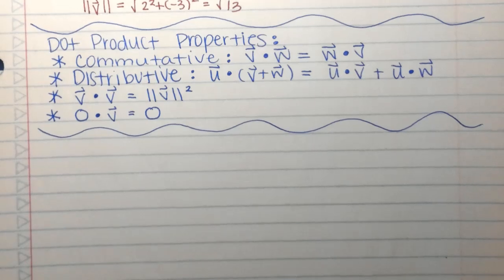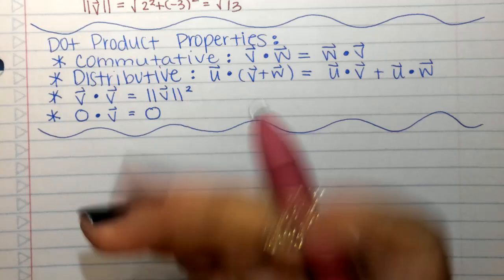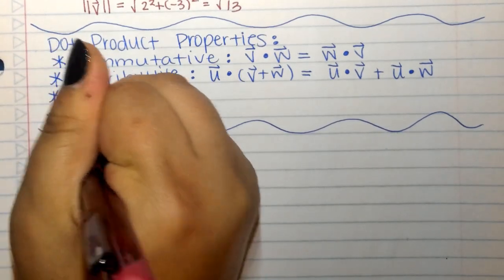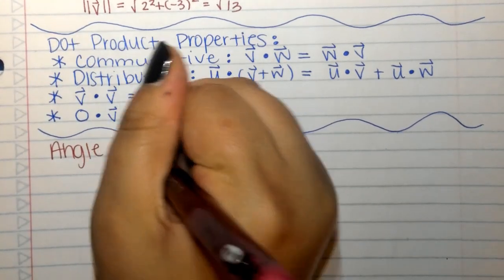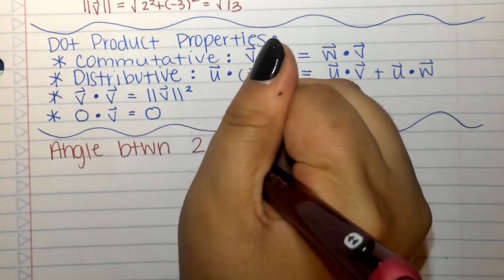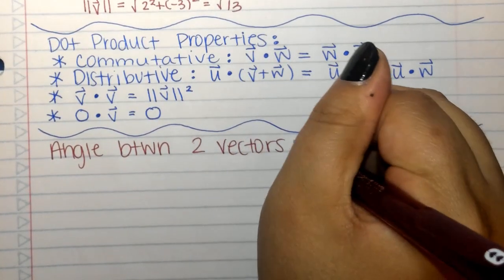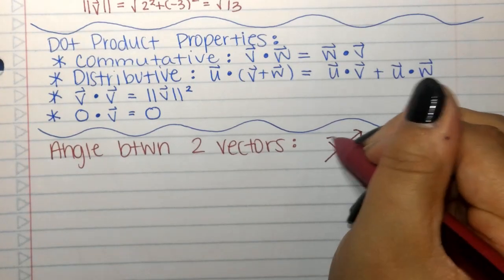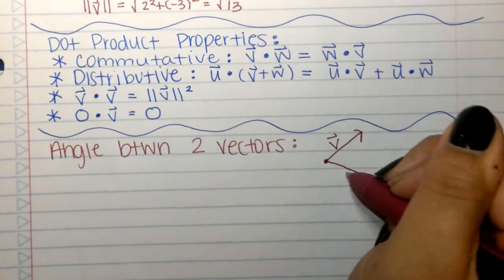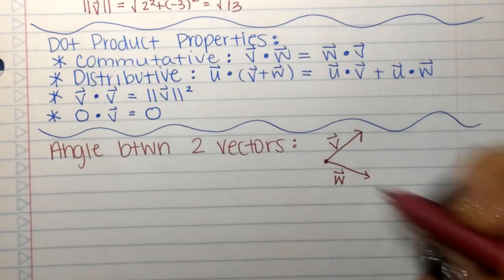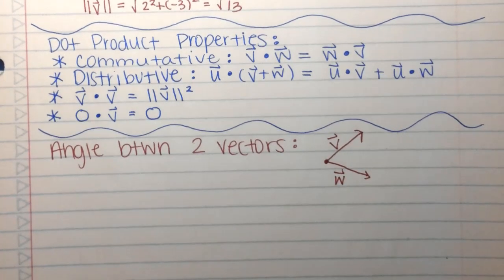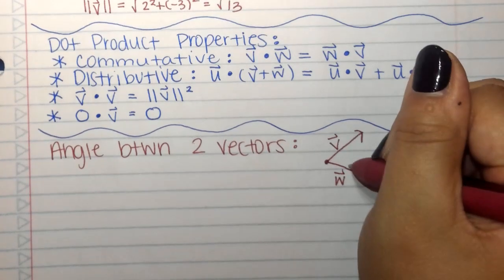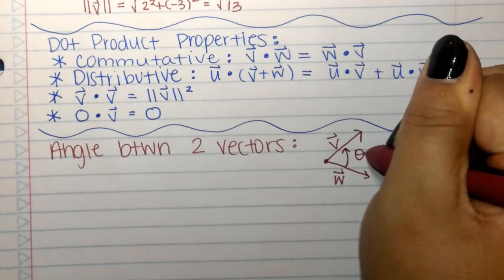Now, why do we use dot product? What is its purpose to us? Well, one of the ways we use it is for the magnitude. But the other way we use it is for the angle between two vectors. So if you have two vectors that share a common endpoint, then there exists an angle between them, and we're going to call it theta.